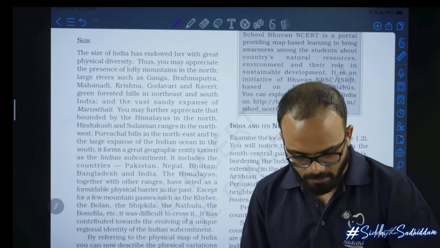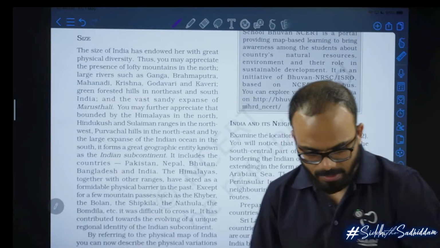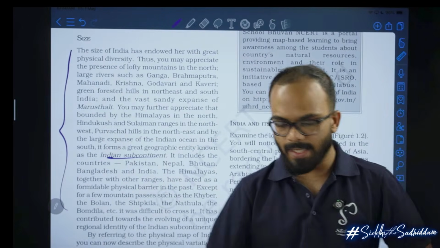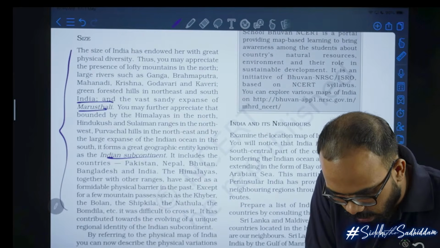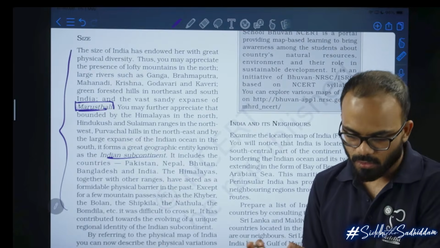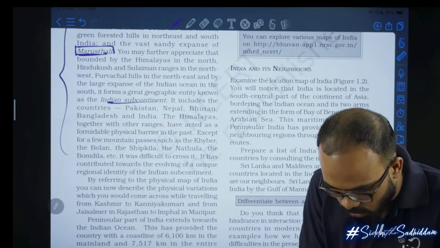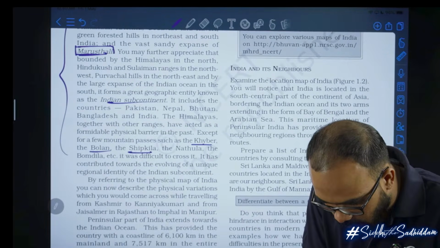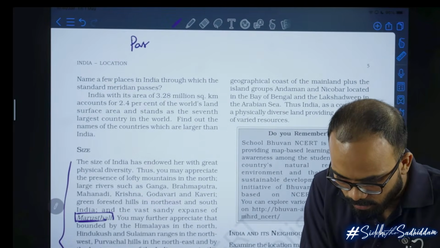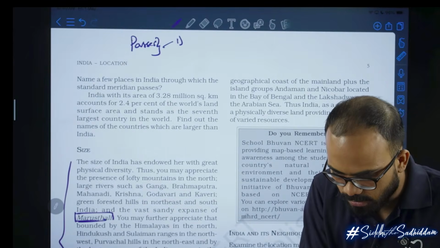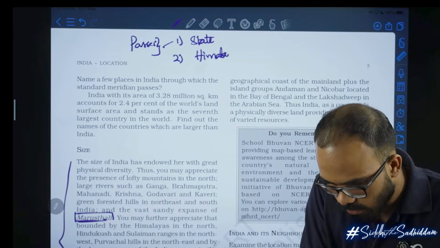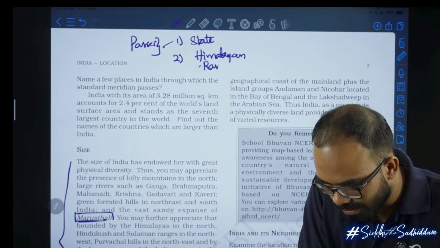So next is the size of India. In the size of India part, this part explains why India is called a subcontinent, and in this Marusthali, this word is important. Marusthali is the sand desert that is there. Marusthali word they can ask you, where is Marusthali etc. Then if you see Khyber Pass, Bolan Pass, Shipki La Pass, Nathu La Pass, Bomdila Pass, for all passes they can ask you first which state, second which Himalayan range. These are the two possible questions that are there.